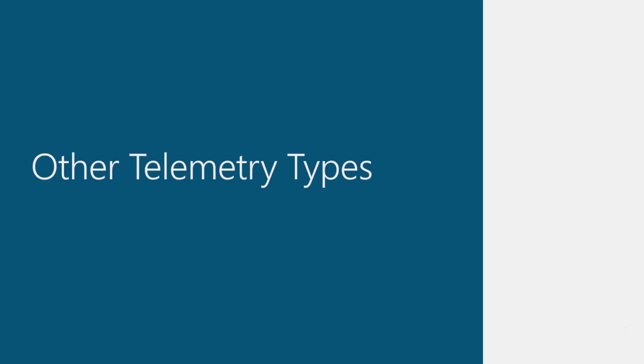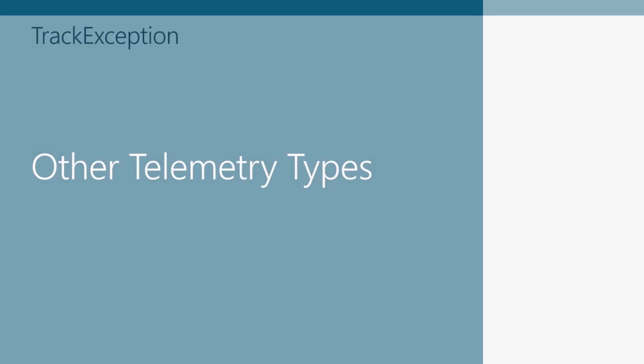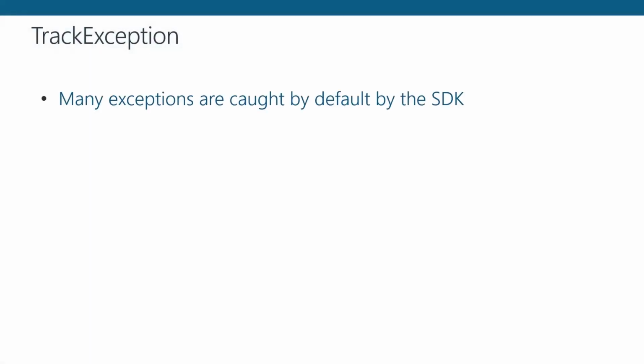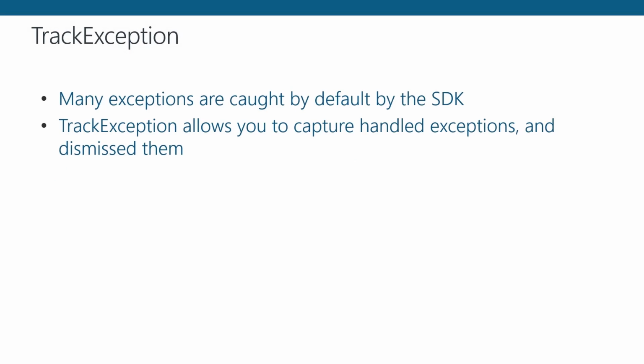So far, we have covered the more commonly used tracking methods in the Application Insights SDK. However, there are a couple additional methods that might be used in your apps. First, let's talk about track exception. And I know what you're thinking. Doesn't the SDK track exceptions by default? And the answer is usually yes.